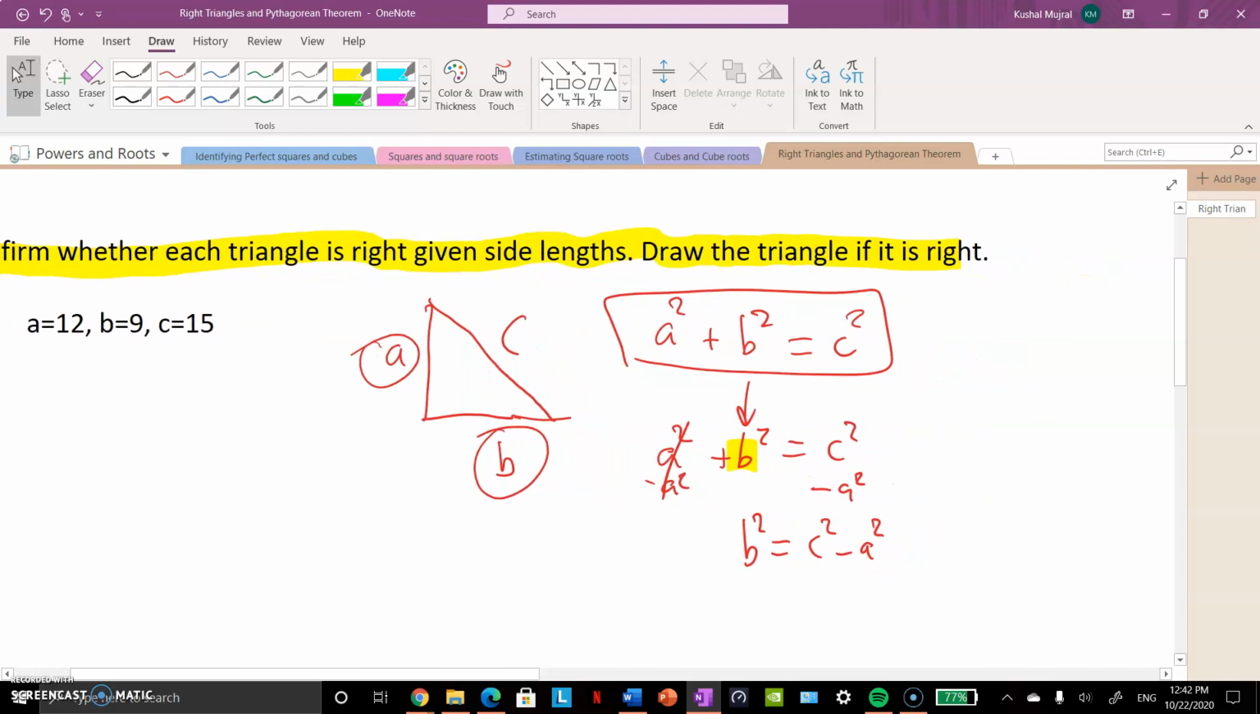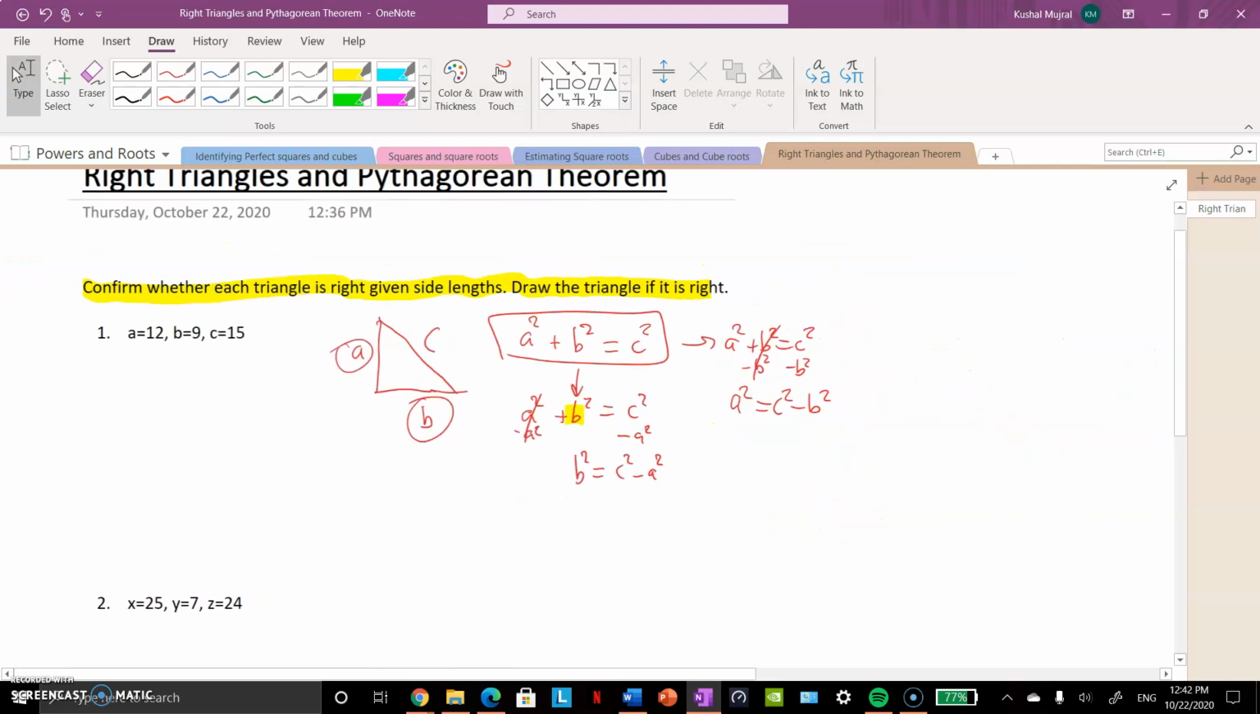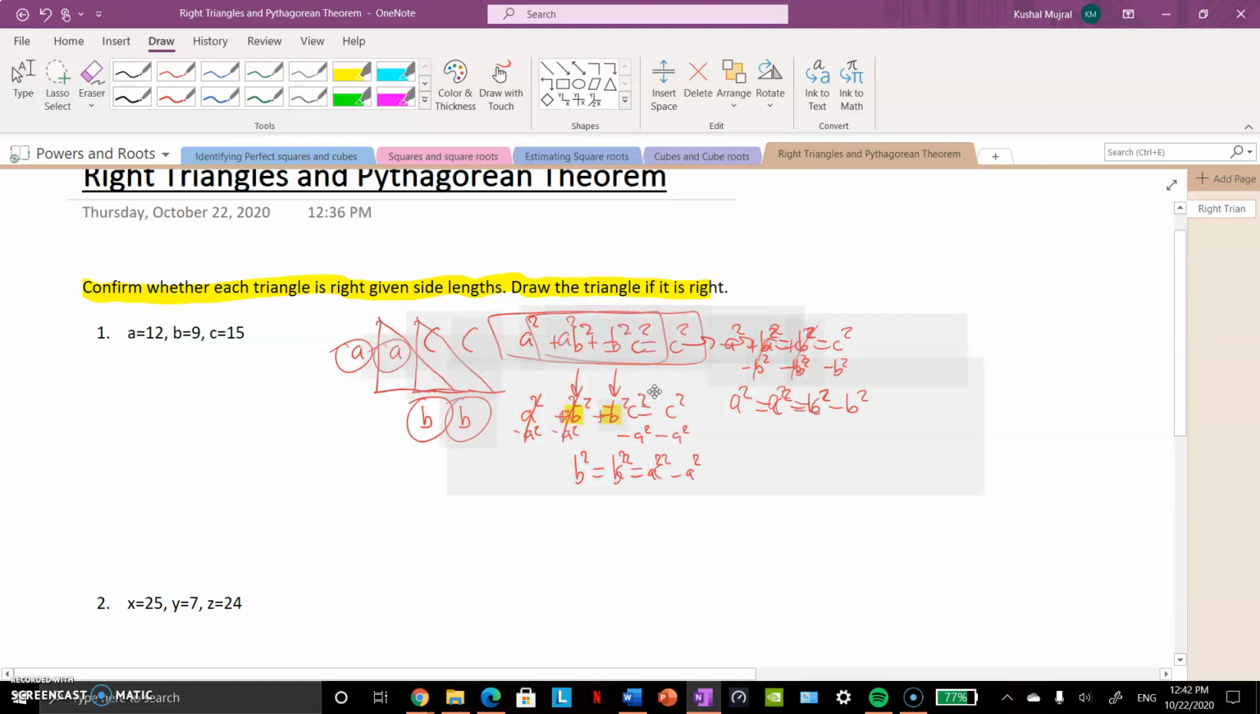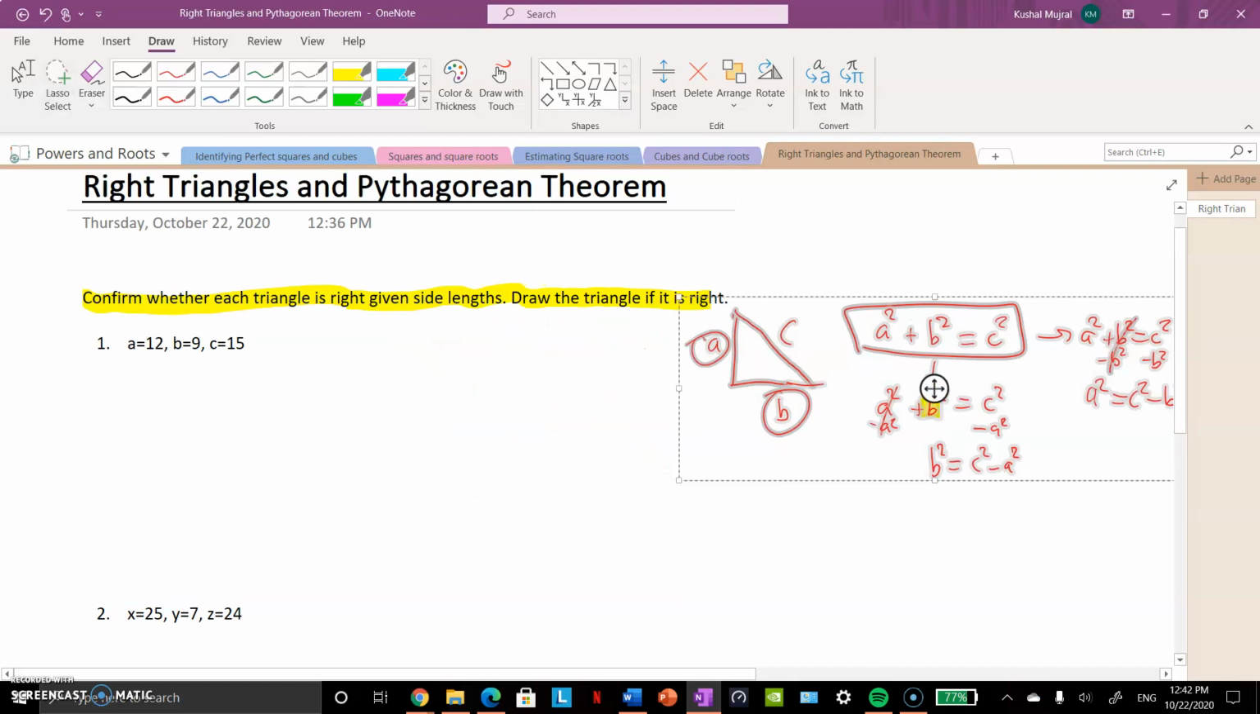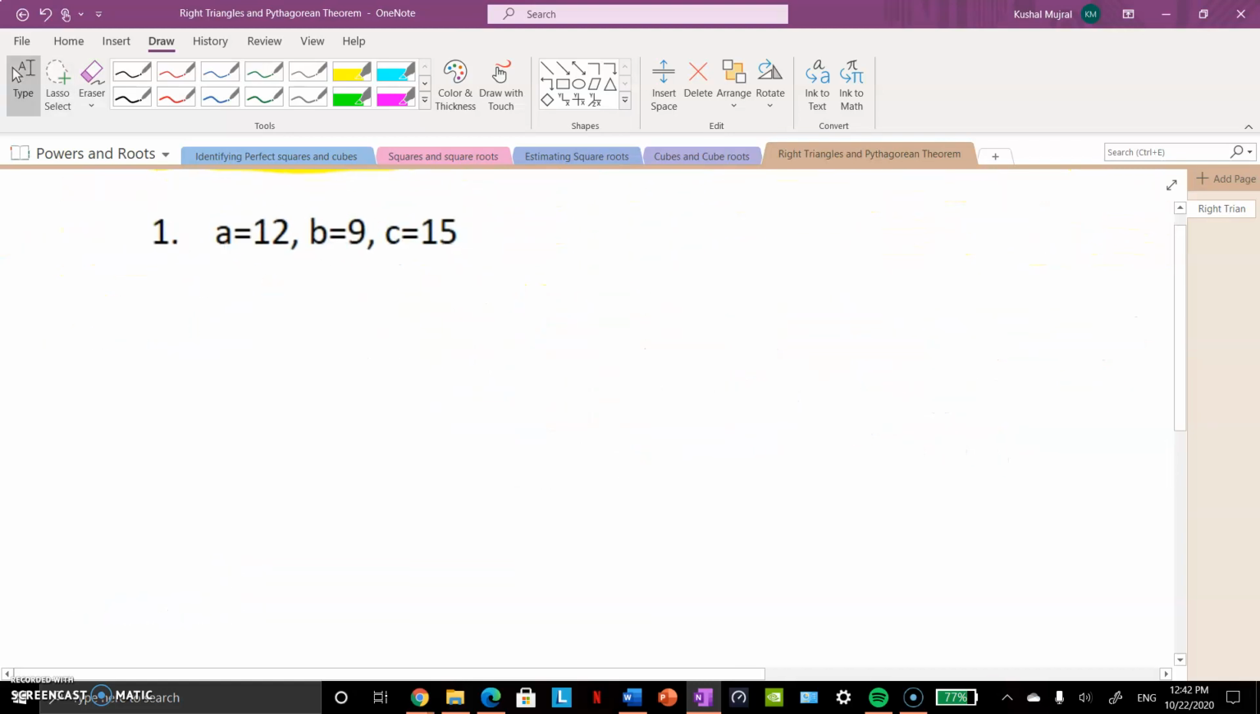If we're solving for A squared, then we take away B squared from both sides. And A squared equals C squared minus B squared. Okay? Now, I'm going to move this for a second because it's kind of in the way. Okay, so let's draw a triangle.